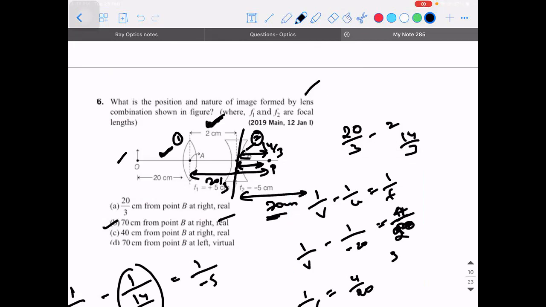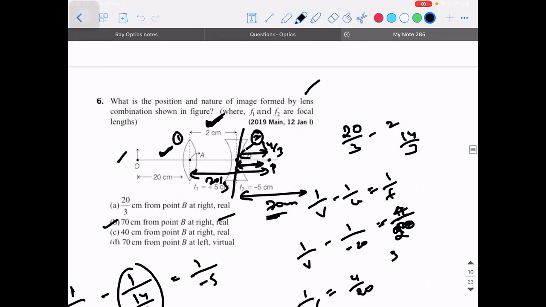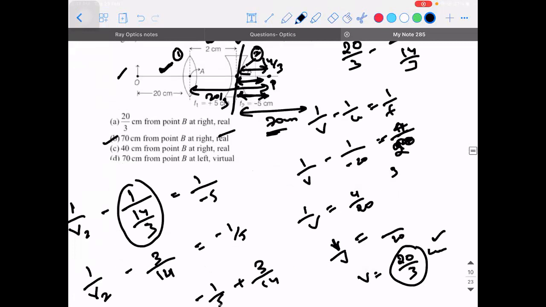Oh, so it will be formed beyond the concave lens. Since the image is formed on the right with respect to the optical center of the concave lens, if you measure from the optical center to the point where the final image is formed due to the convex lens, that will become the object distance for the concave lens. So that is 20 by 3 minus 2.